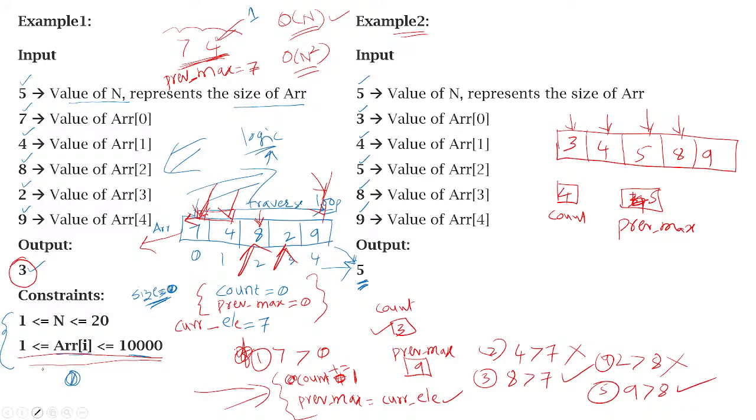Now 8 becomes the previous max. Next, process the next element. 9. Is 9 greater than previous max? Yes. So increment the count value, it becomes 5, then 9 becomes the previous max. That's it, the end of the array is reached, stop here, then print the count value 5, which is the same as the expected answer. Got it? That means your logic is working perfectly.